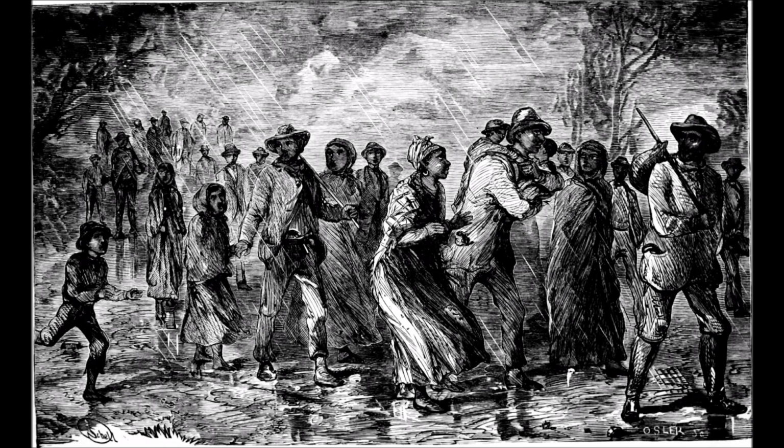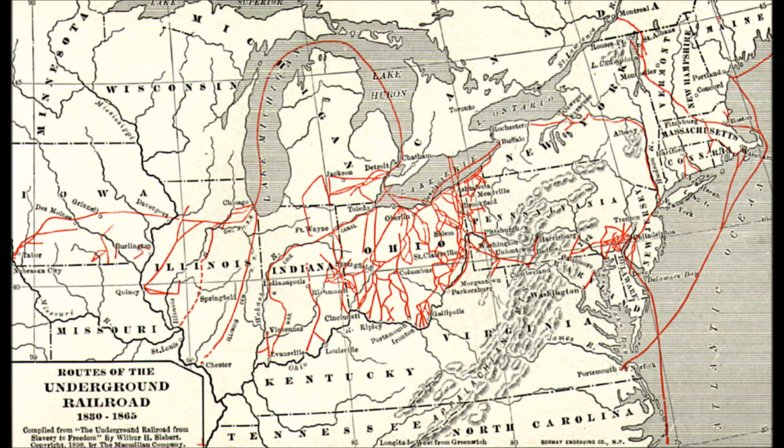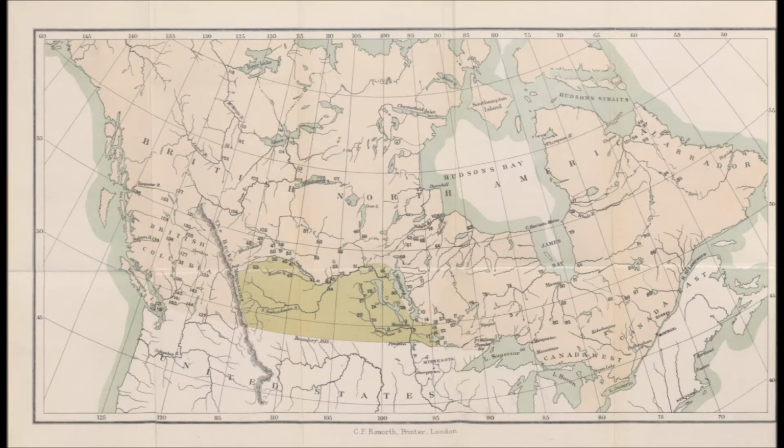When most people think about the Underground Railroad, they think of places like Canada, the northern United States. People think about the route going north into Canada, and for good reason. That's where a lot of escaped slaves went to when they escaped from slavery.